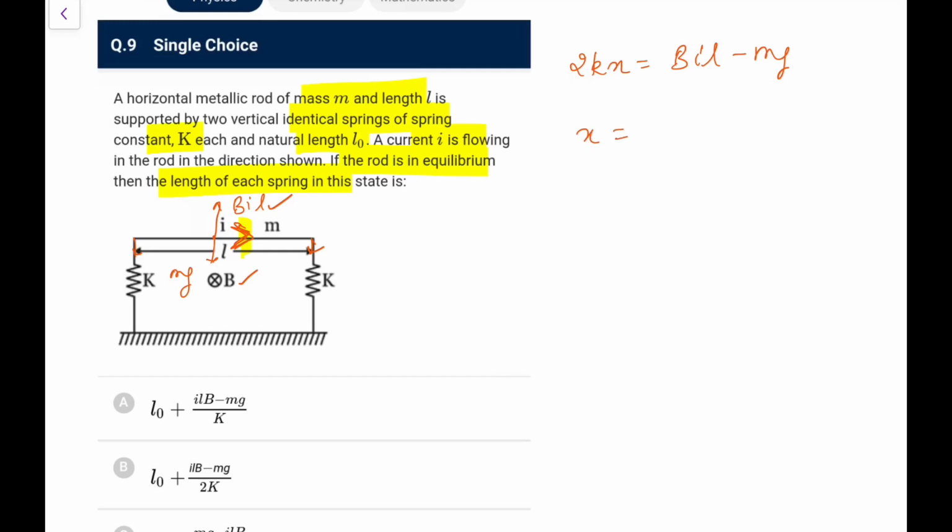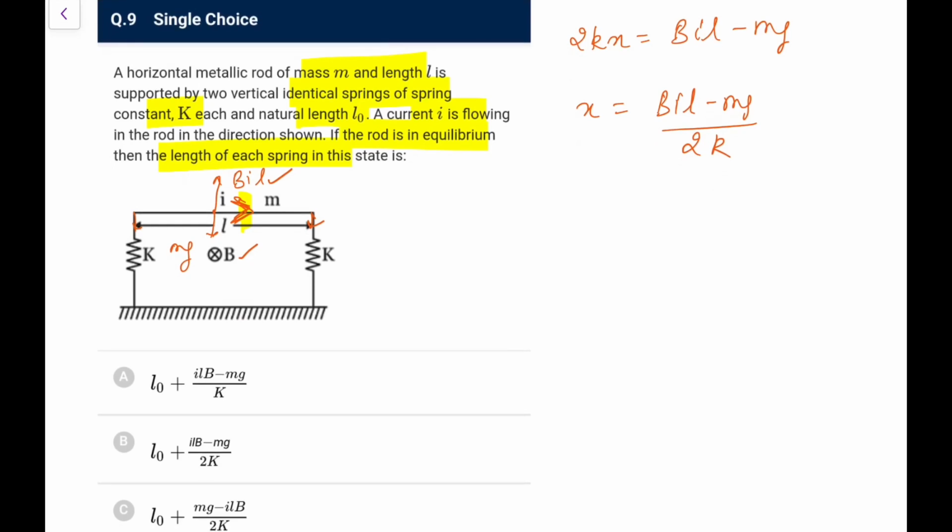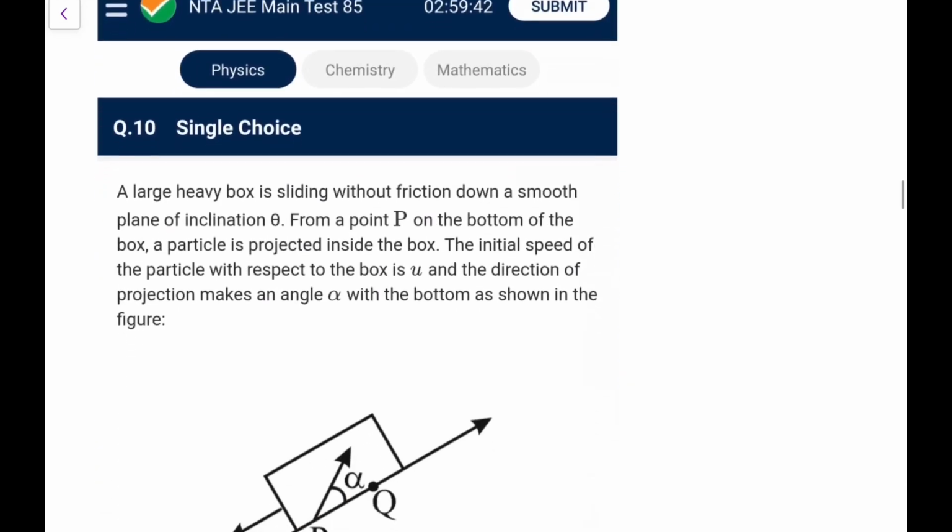So the extension x would be (BIL minus mg) by 2k, and the length would be this plus L naught. So the option that I'll go for is B. The question looked tough, but it is not tough.